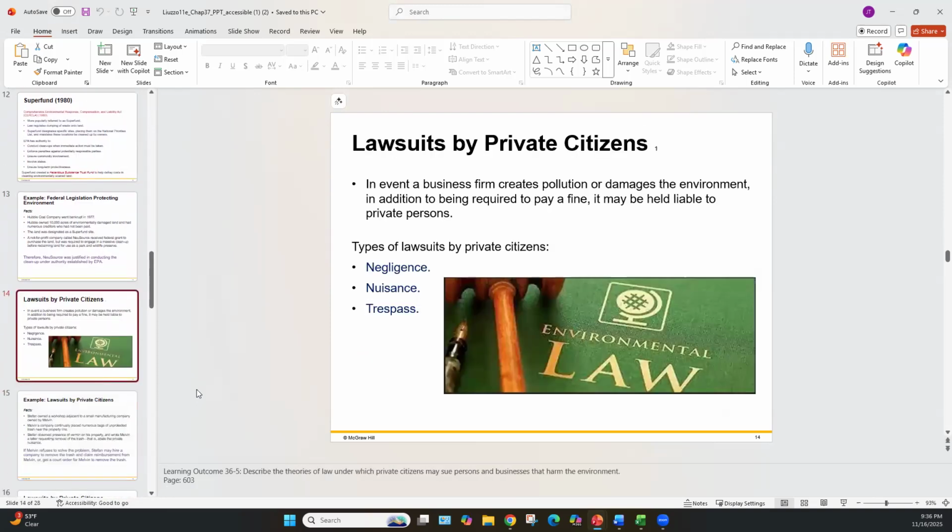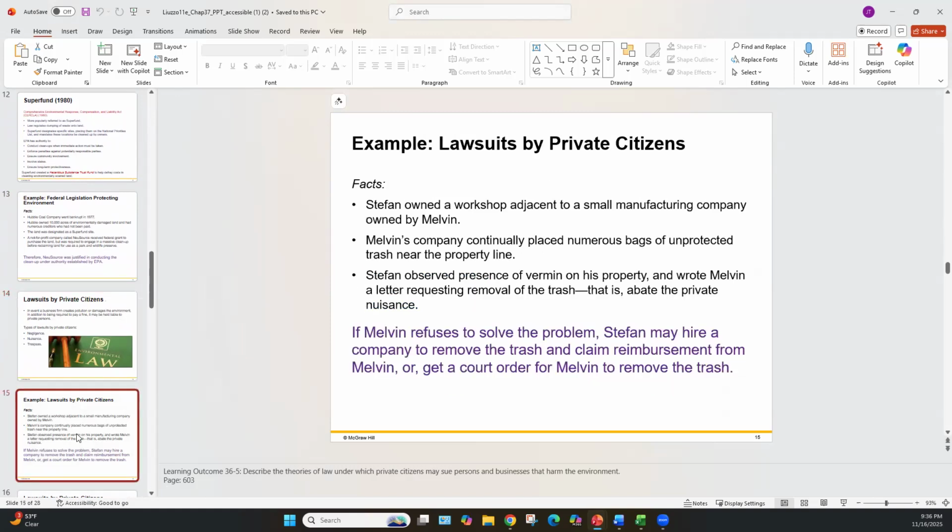Lawsuits by private citizens. In the event a business firm creates pollution or damages the environment, in addition to being required to pay a fine, it may be held liable to private persons. Types of lawsuits by private citizens, back to that tort law, folks: negligence, nuisance, and trespass.